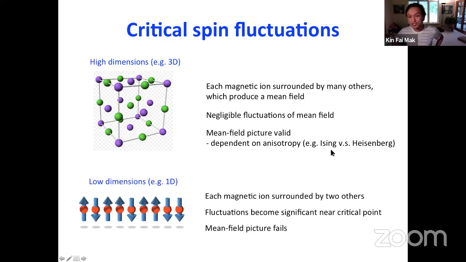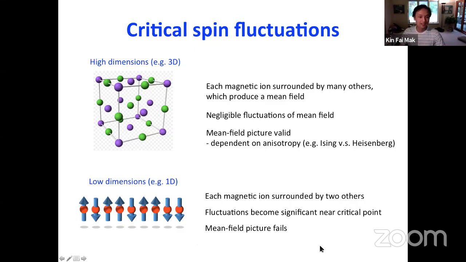Well, the situation changes dramatically if you go to a lower dimensional system. Let's consider as a simple example the extreme case of a one-dimensional system. Now, each magnetic ion is only surrounded by two other magnetic ions, okay? There are only two of them, and with so few magnetic ions surrounding each other, the fluctuation of the magnetic field produced by its neighbors is significant compared to the mean field value. We would expect a very strong fluctuation effect in a low dimensional system.